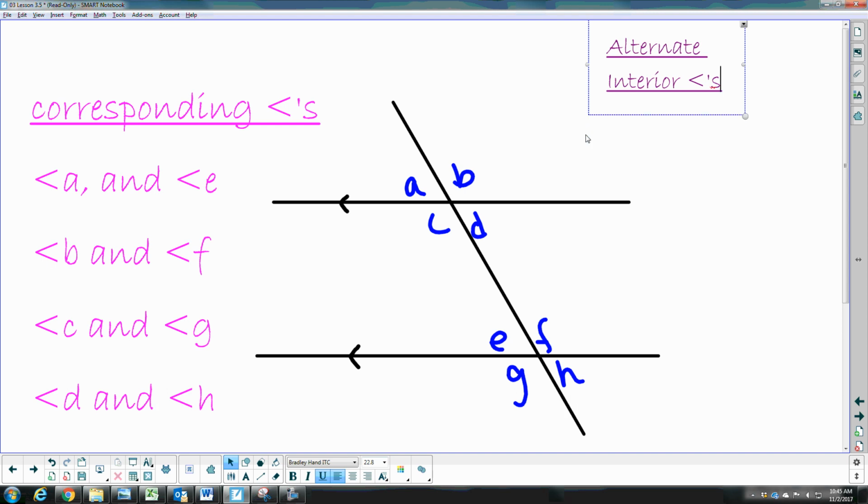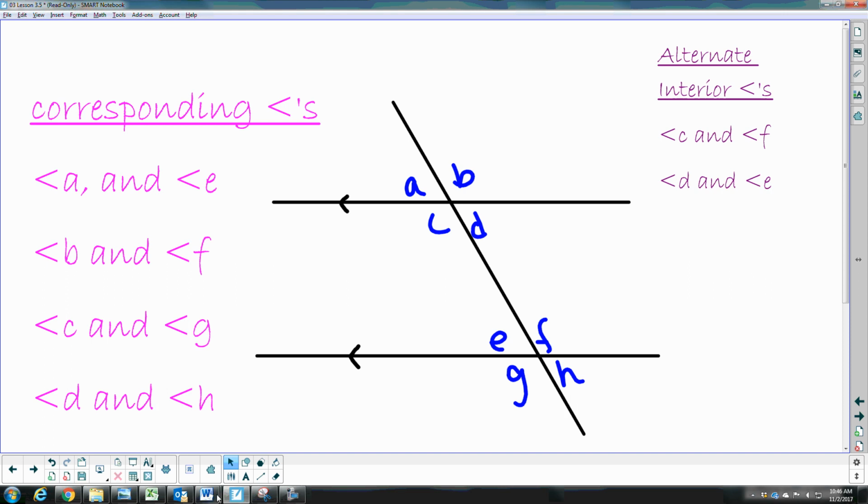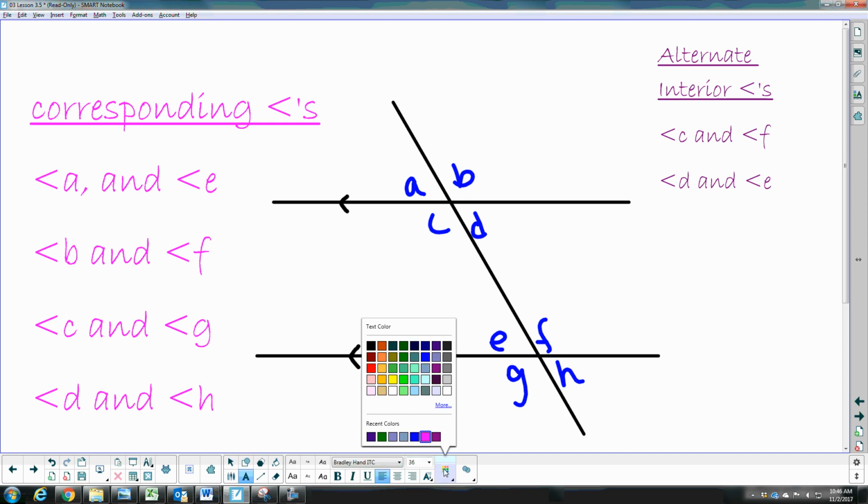So angle C and angle F. Those are alternate interior angles. And angle D and angle E. Angle D and angle E, angle C and angle F. Those are alternate interior angles. And then the last one is alternate exterior angles.